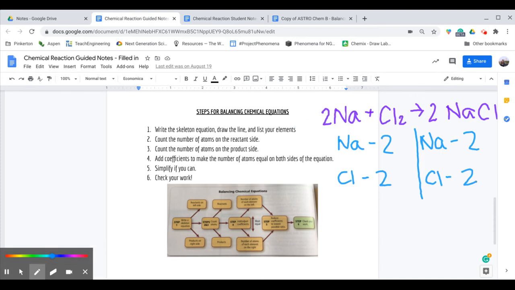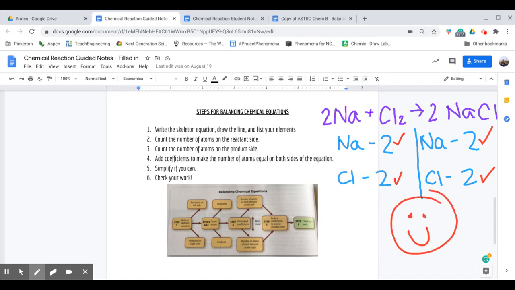So now that this is nice and pretty and easy to follow, we can see, let me change this to red, that I got 2 sodiums here and I got 2 sodiums here. 2 chlorines here, and 2 chlorines here. So my numbers down here match, so I am happy. I am good. Can these coefficients be simplified? The answer to that is no. So we're good. This is a balanced chemical equation.